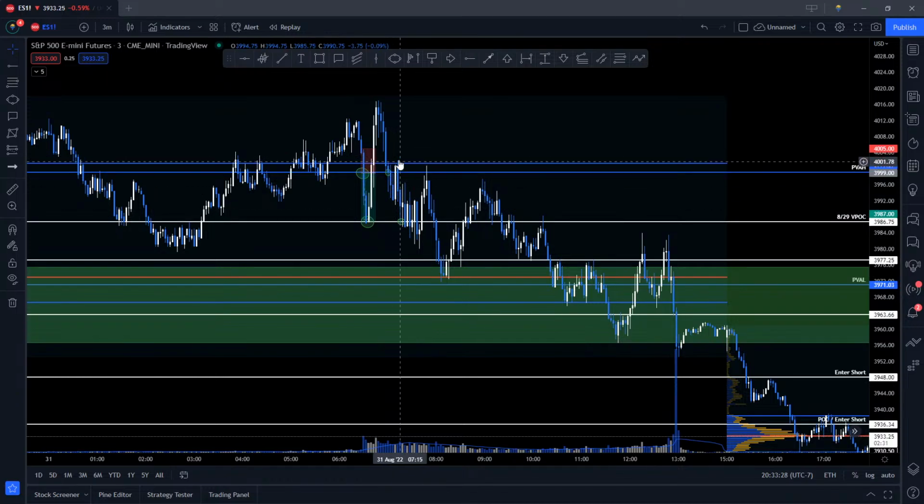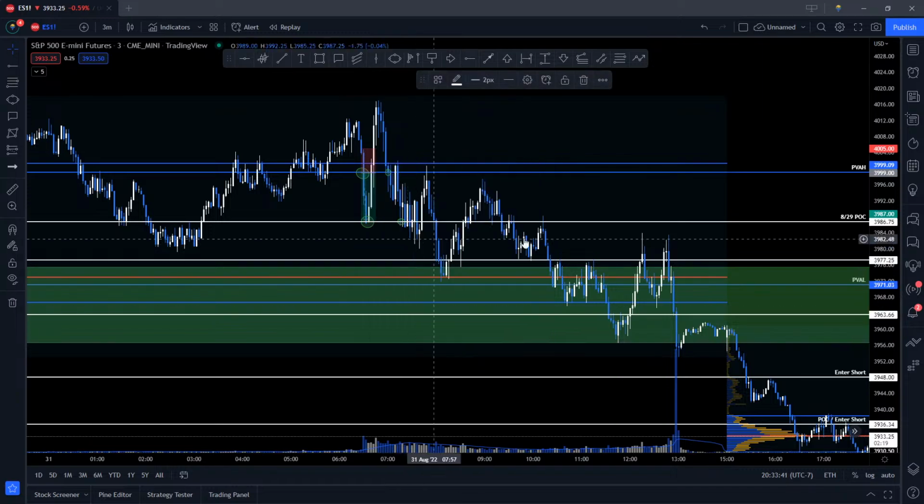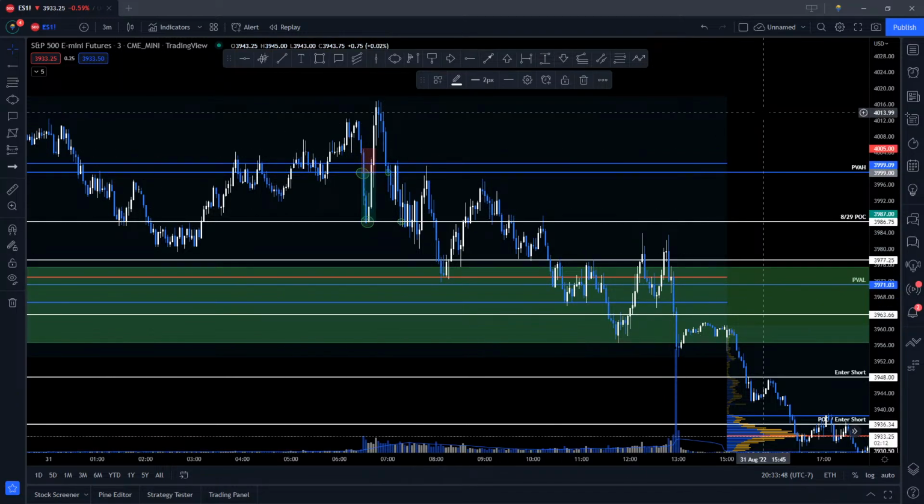It starts to get scary and hairy here. But you do end up getting the full move down to your POC, right? And just for clarity, on this day, this becomes a regular POC because we have a touch. Just one touch is all it takes, but we have multiple touches.